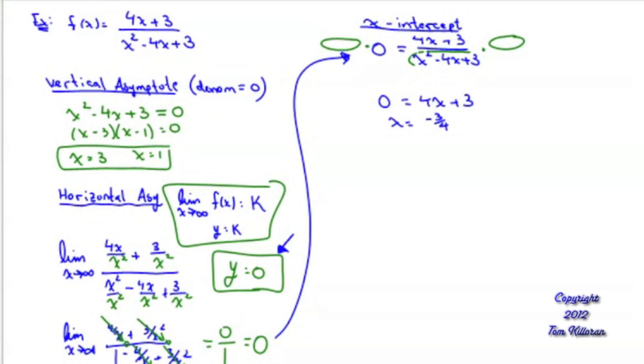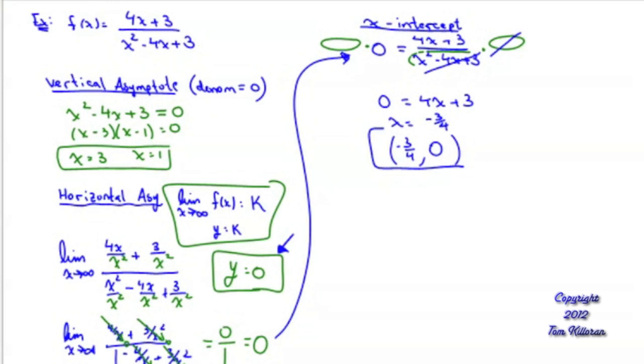If you multiply both sides by the denominator, over here they will cancel, and anything times 0 is 0. And then it's a nice linear equation. But this is a coordinate. It has negative 3/4 for the x value. What's the y value? 0. So this graph actually does cross the horizontal asymptote, because it has an x intercept in this case.